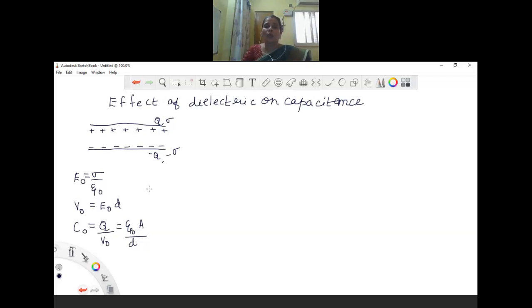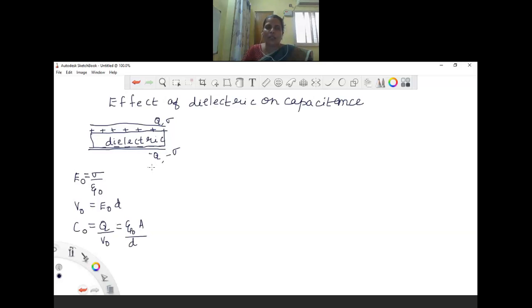Right. Now, we are going to insert a dielectric in this particular region. Okay, so these two plates are separated by the small distance D, right? So here we are going to place the dielectric. Okay, so the region is completely filled with dielectric now. So this is the dielectric medium. So what will happen to the capacitance when we introduce or insert the dielectric between the two plates?